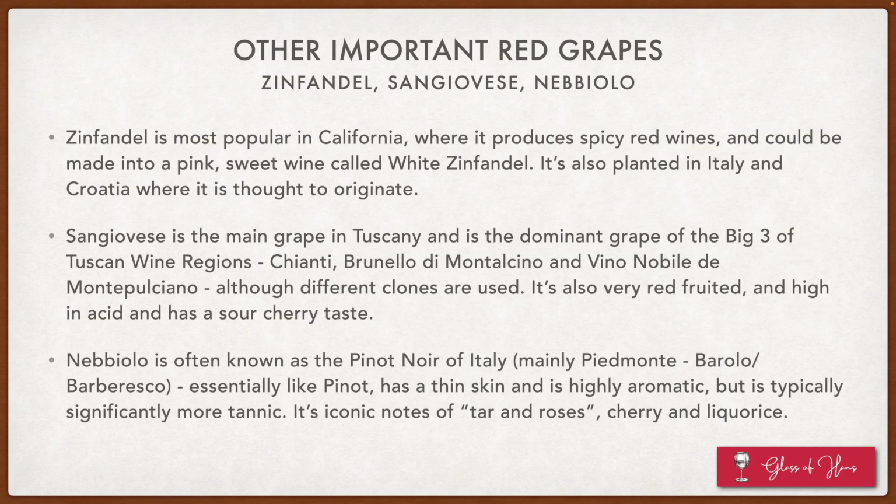Some other important red grapes include Zinfandel, which is most famous in California, but let's not forget that Primitivo in Italy is also the Zinfandel grape, and in Croatia, it's thought to originate. Who can forget about Sangiovese as well, which is Chianti, Brunello di Montalcino, and Vino Nobile di Montepulciano. Although in these wine regions, you actually use very different clones of Sangiovese. It's a very distinctive wine. It's very red fruited, high in acid, has a distinctive sour cherry taste.